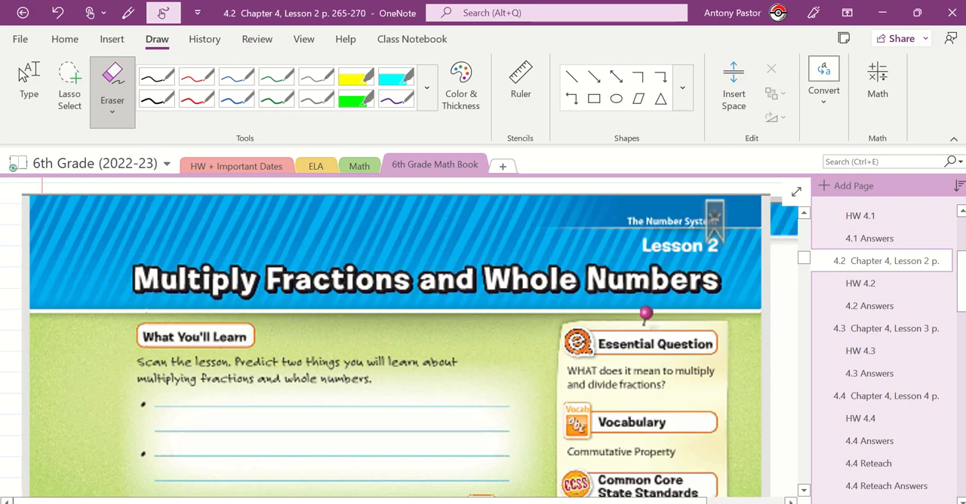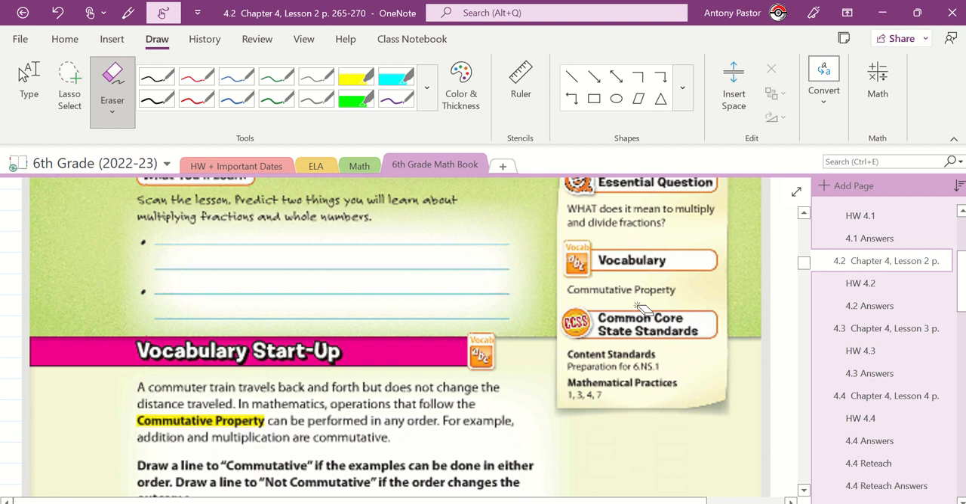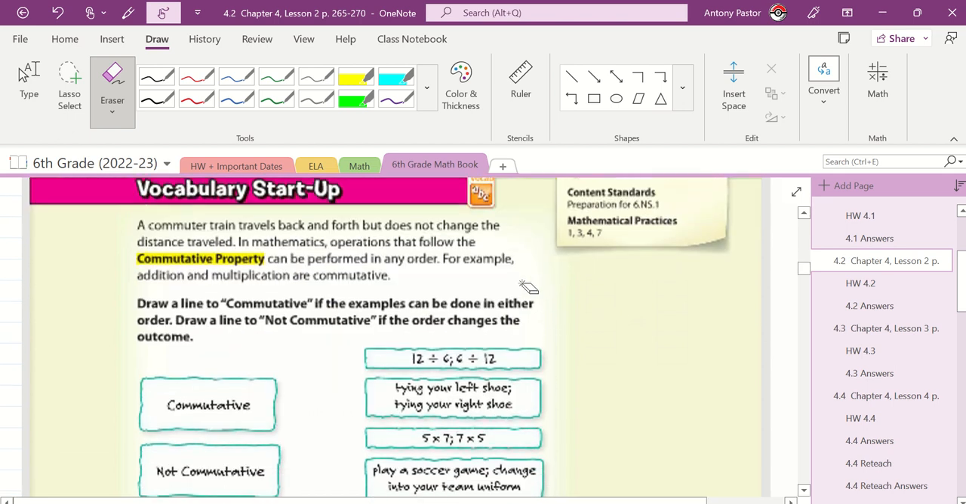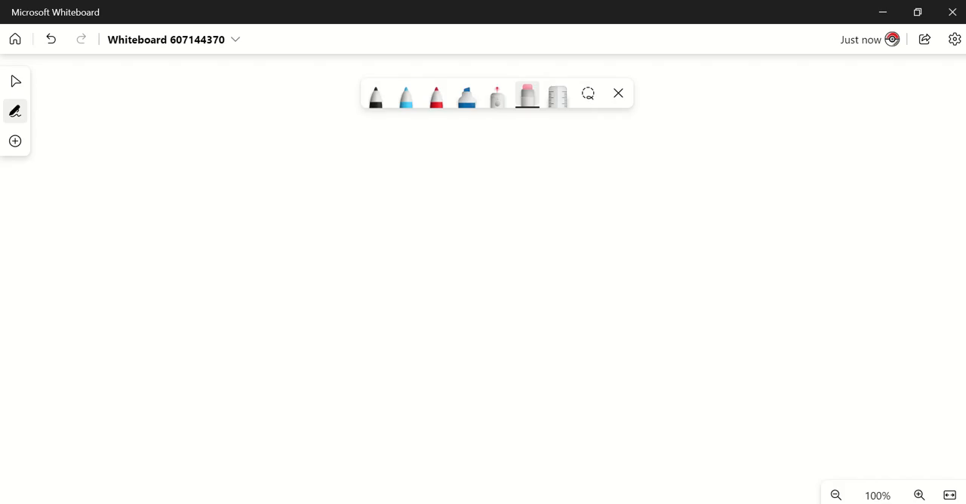Now, with that being said, let's go to our vocab for this chapter. Commutative property. Commutative property has been brought up before in class. The commutative property basically says that the order in which certain math problems happen does not affect the answer. So, let's read what the textbook has. A commuter train travels back and forth, but does not change the distance traveled. In mathematics, operations that follow the commutative property can be performed in any order. For example, addition and multiplication are commutative. This means that the order in which we do addition or multiplication does not matter.